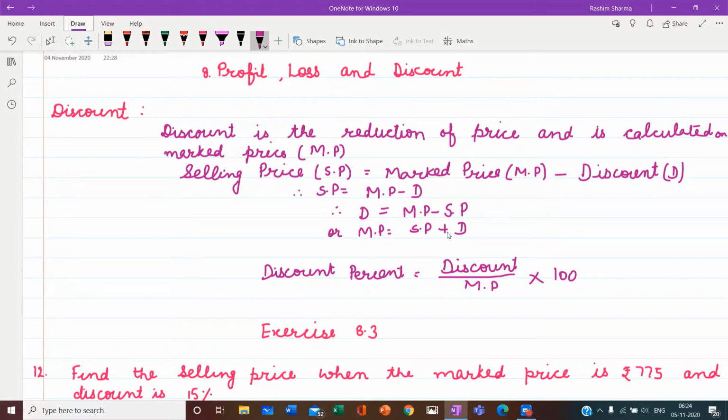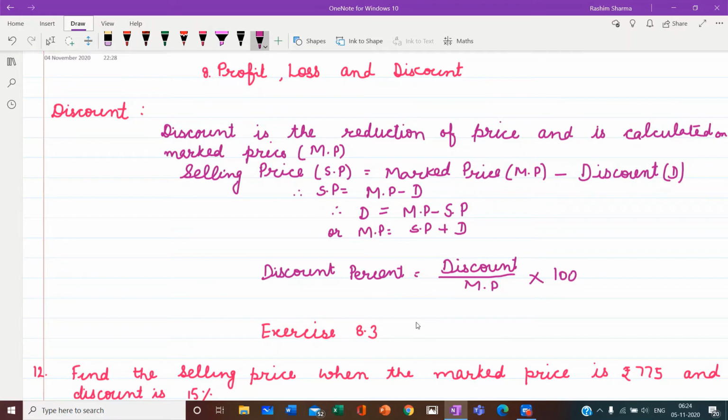Alright, so when we have to calculate discount in percent, we write discount amount upon mark price into 100. As I told you, discount is calculated on mark price always. Okay, so discount upon mark price into 100 is discount percent.